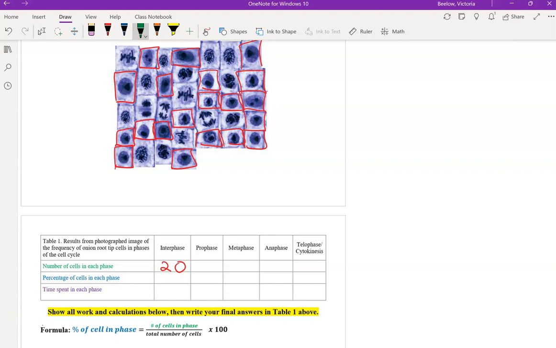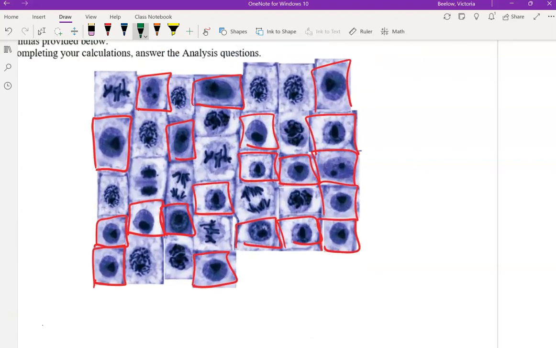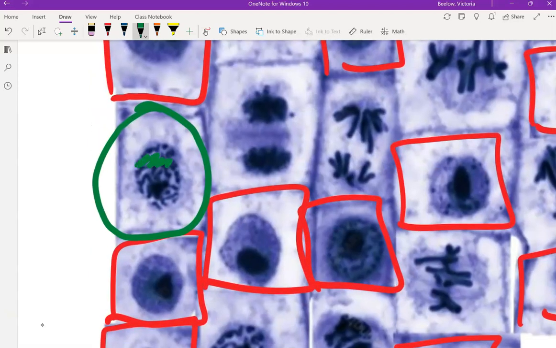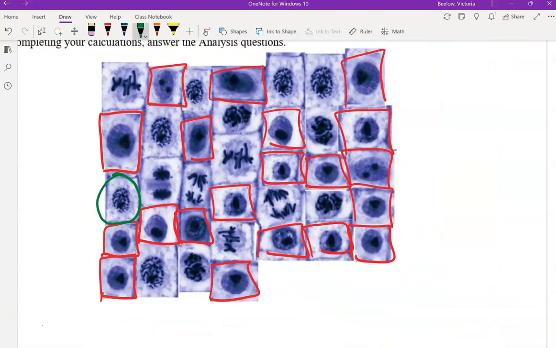Interphase and prophase look very similar to each other. But the key difference is in prophase, the nucleus is going to start to disappear, and you're also going to see the chromosomes start to become present. So this is a really good example of prophase. The dark little structures, that's the chromosomes. The DNA has condensed from chromatin into a chromosome, and they start to become visible, and the nucleus is also starting to disappear.